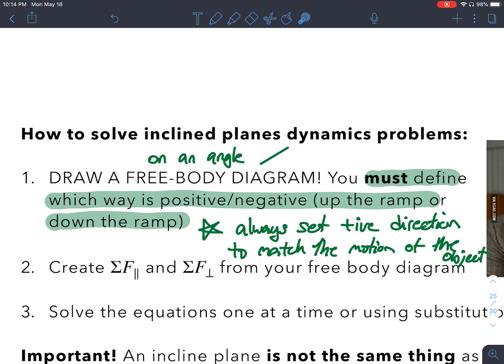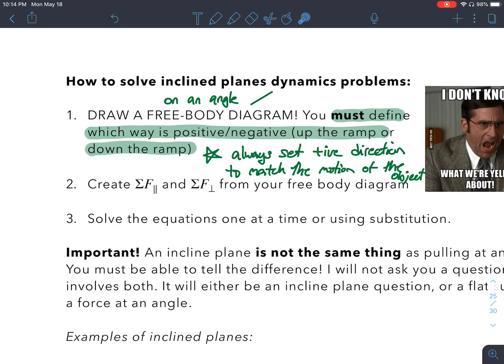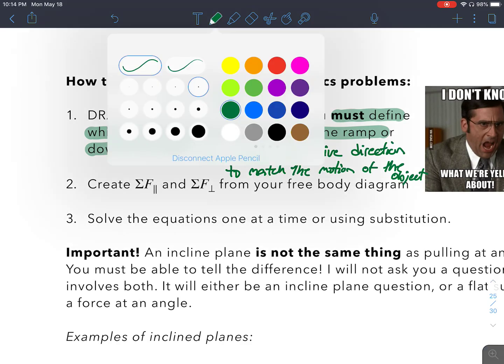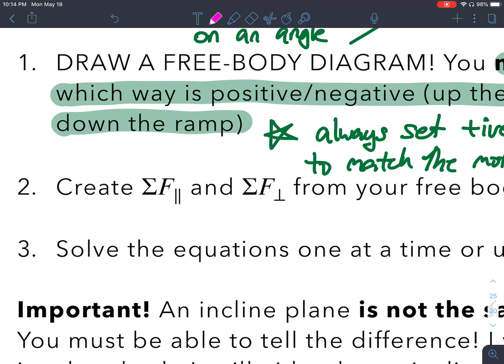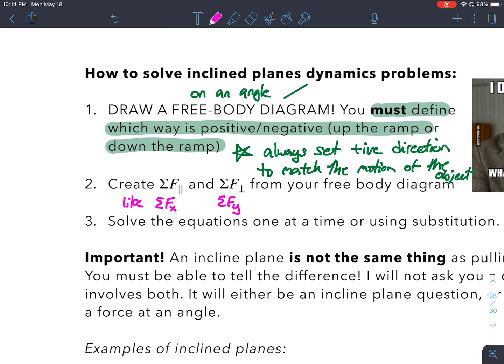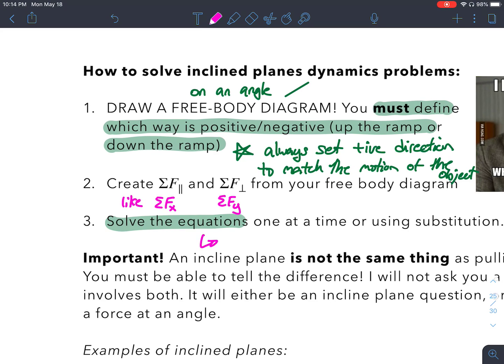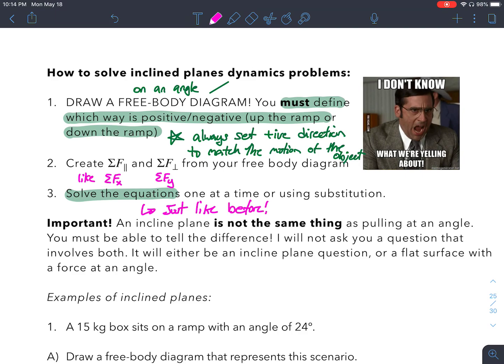But it will make your life way easier if you set the positive direction to match the motion of the object. Okay? And once you've done that, the same old, right? Now you are doing your F parallel and F perpendicular. It's not exactly the same, but it's like your sum of the forces in the X direction and sum of the forces in the Y direction. And all of the solving of the equations and everything else is just like before.